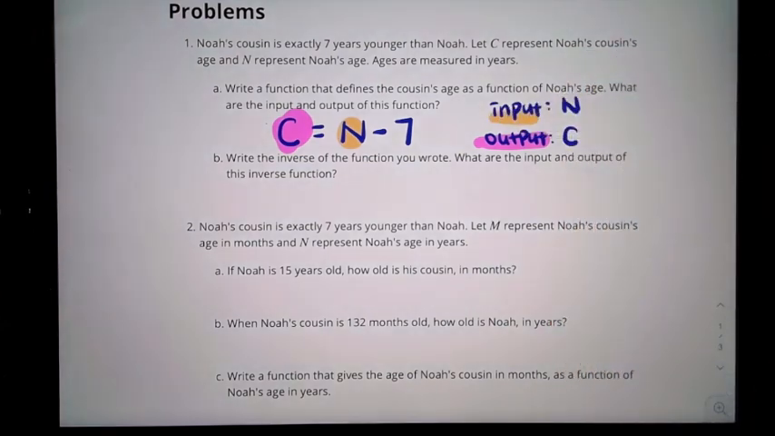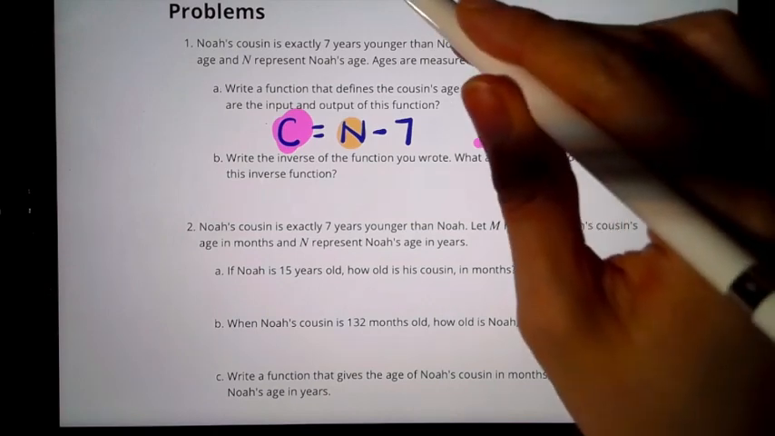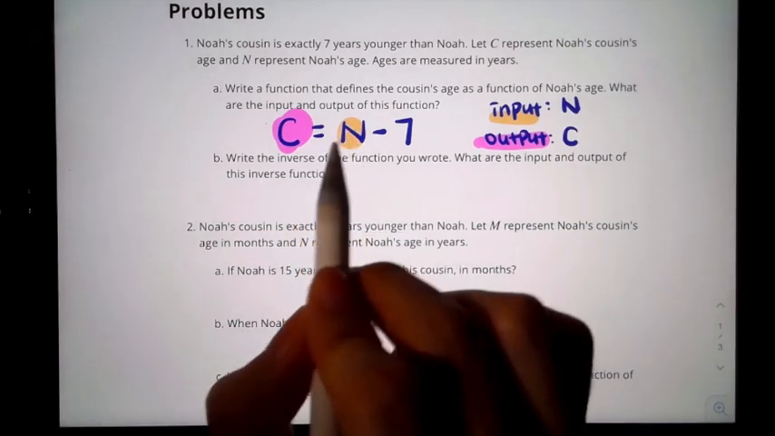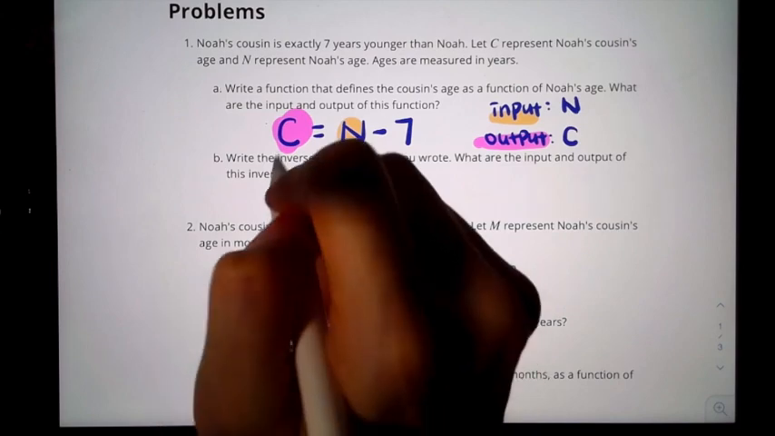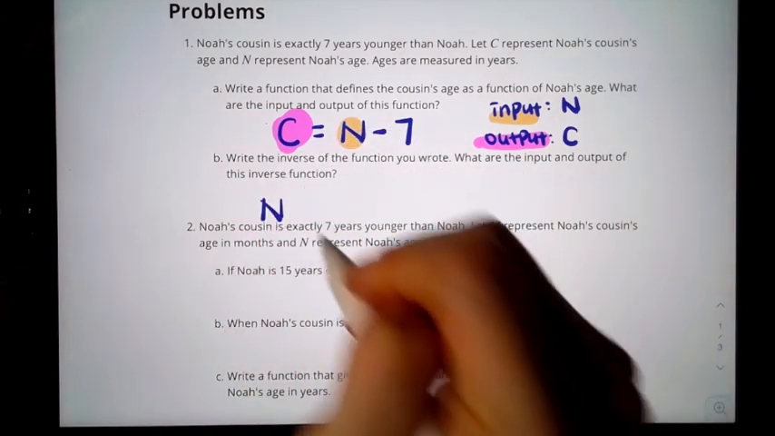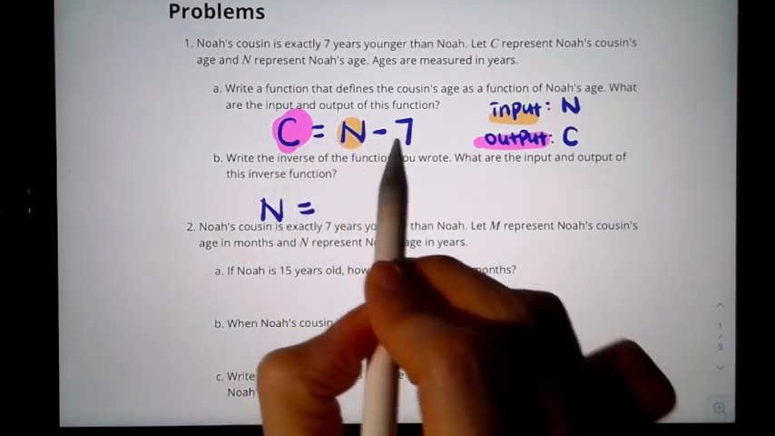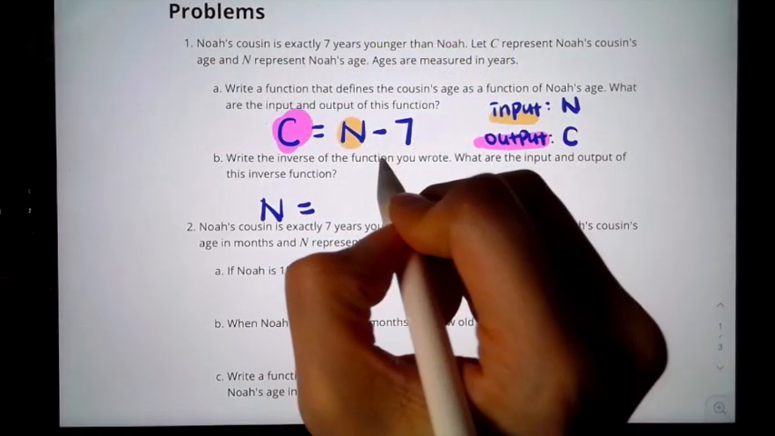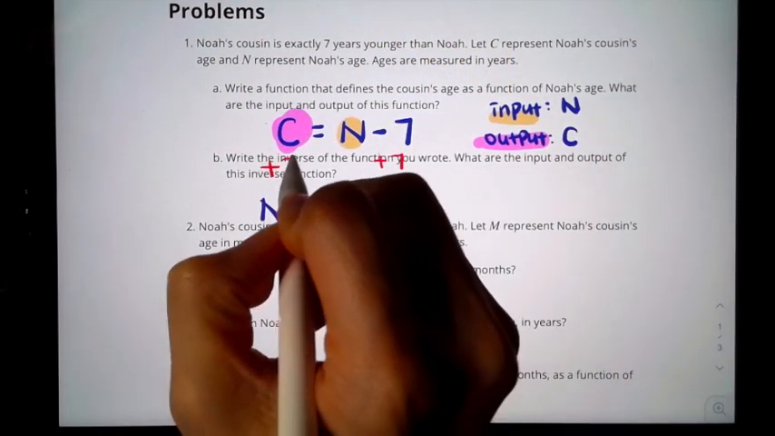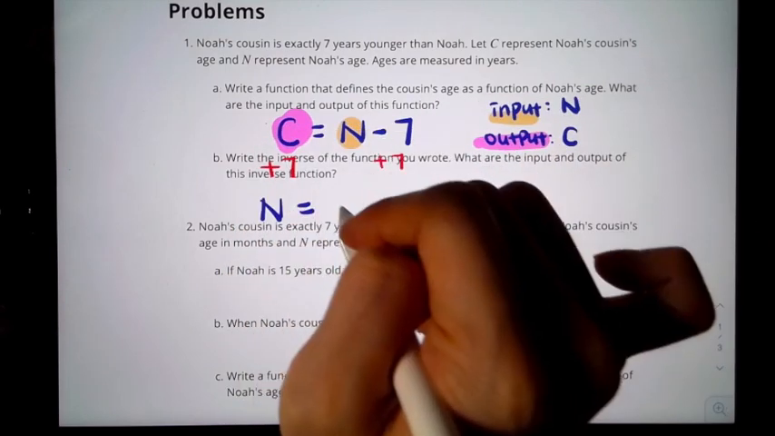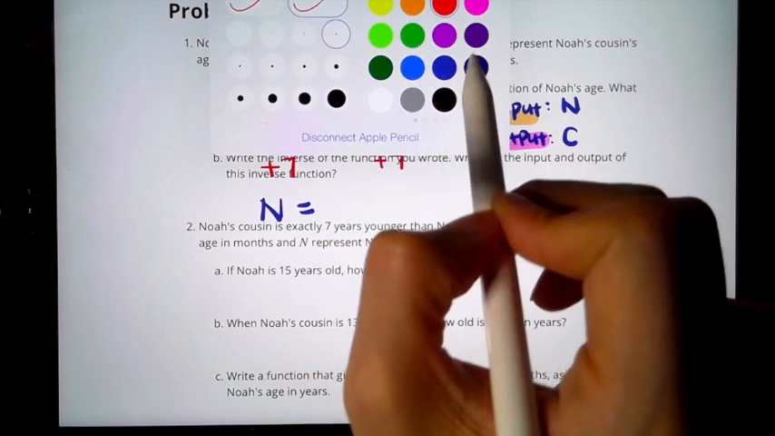And now write the inverse of the function you wrote. What are the input and output of the inverse function? So now we will find the inverse of that. I'm going to solve it for N. Then N equals what? We need to cancel this 7. So plus 7 on both sides, then you cancel this and you have only N, and on the other side you have C plus 7.